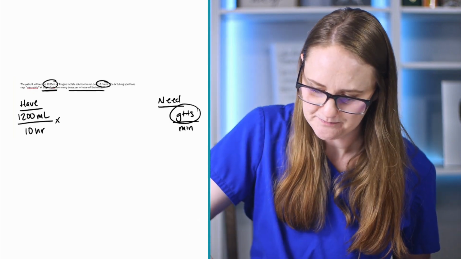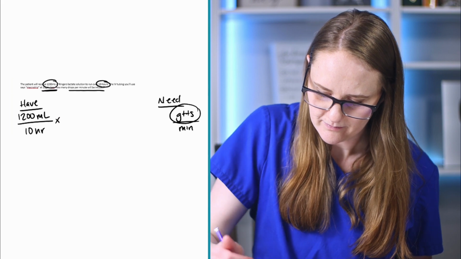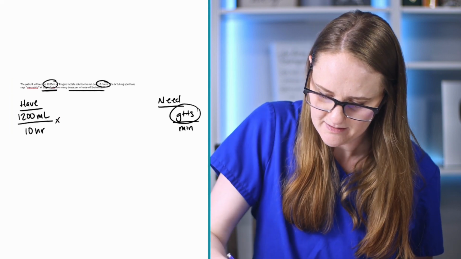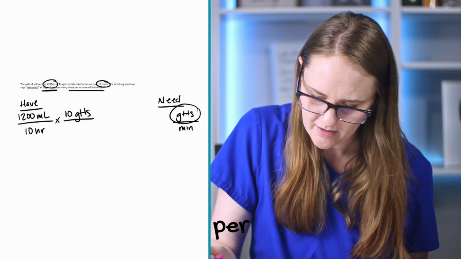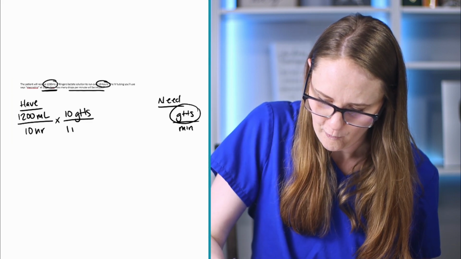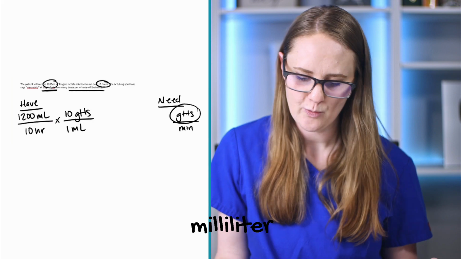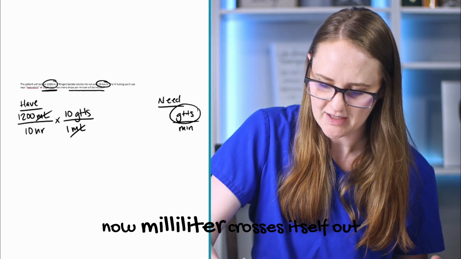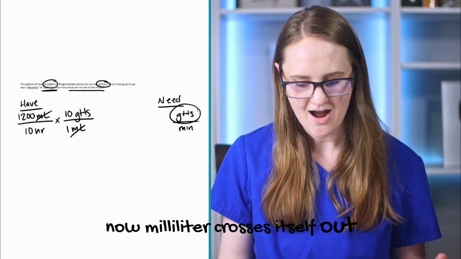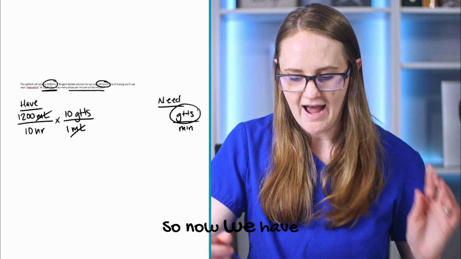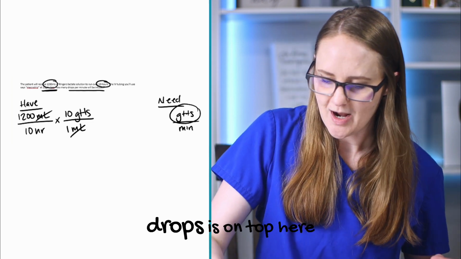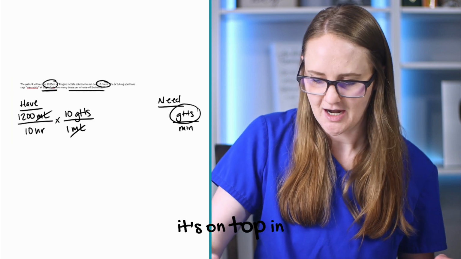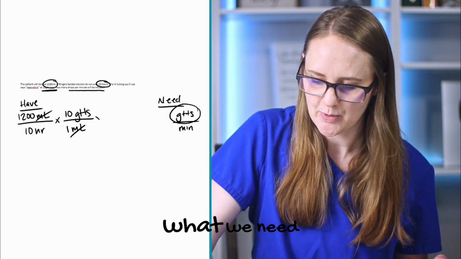So 10 gtts per 1 milliliter, which is wonderful because now milliliter crosses itself out. So now we have drops over hours, which is fabulous because drops is on top here, it's on top in the need, so that is exactly what we need.